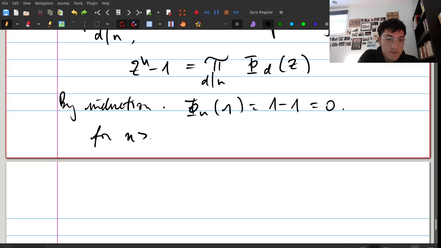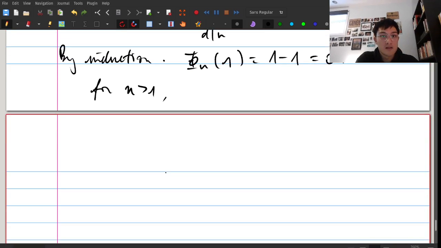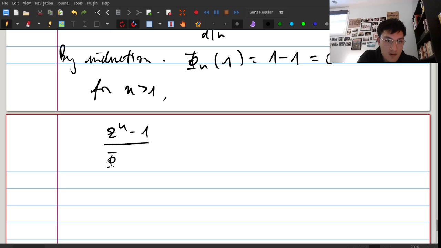For n strictly greater than 1, why don't we divide out this phi_1? We can't divide by 0, but we divide out this polynomial and then evaluate it. So we get z to the n minus 1 over phi_1 of z. Obviously, the polynomials divide each other because 1 divides any number n. So this is a limit. We have to take a limit because we're evaluating at 1.